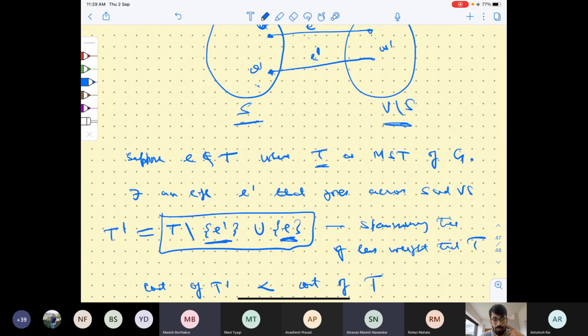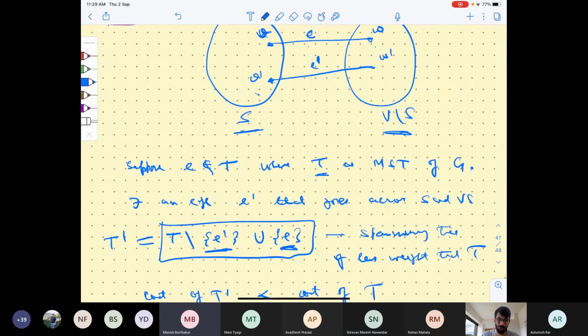Sir, we can say that this E need not be connected, right? Like if I remove E prime and add E, then it need not be connected, right? Exactly. Yeah, sir. So we can say that E and E prime are in the same cycle. Yeah, I mean, so good.